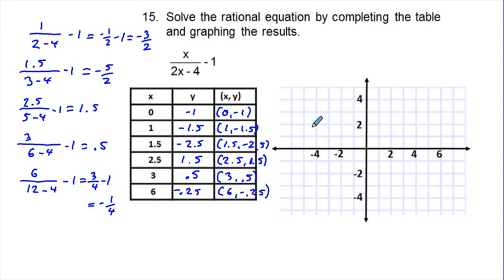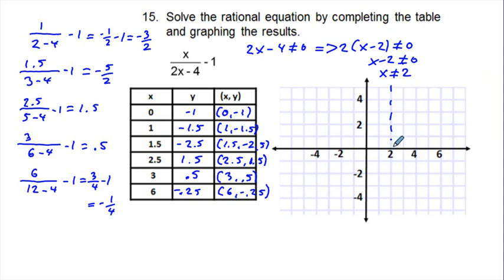And now graphing, let's see what we get here. Now we have a denominator here, 2x minus 4. So 2x minus 4 cannot equal 0. And so working to the right here, we have 2 times quantity x minus 2 cannot equal 0. So x minus 2 cannot equal 0. So x cannot equal 2. So 2 becomes, I'm drawing in a dashed vertical line. That's going to be our vertical asymptote. So x equals 2 is our vertical asymptote. That's going to help us as we graph this, I think.